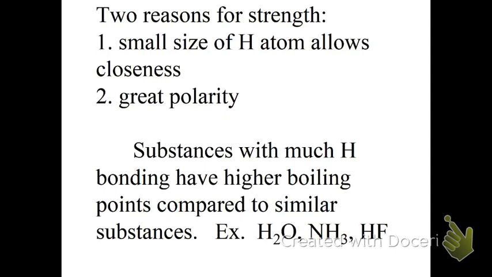Substances with hydrogen bonding have much higher boiling points than they should. Here are some examples: H2O and ammonia have hydrogen bonding. Not only do they have a higher boiling point, they evaporate more slowly. Think about the difference between water and Germ-X. Germ-X is alcohol-based, and it evaporates very quickly off your hands, whereas water takes a while to evaporate. And that's another example of hydrogen bonding giving a higher boiling point or a higher evaporation point.